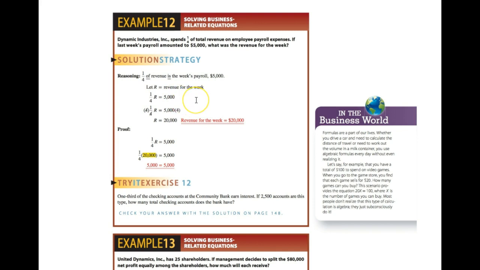So all you have to do there, that one I feel is fairly simple. They got the revenue for the week was 20,000. They checked their work. So pause and do this Try It exercise 12 and see how you do here. It's 1/3 of the checking accounts at the community bank earn interest. If 2,500 accounts are this type, how many total checking accounts does the bank have? So go ahead, pause the video, do this now.